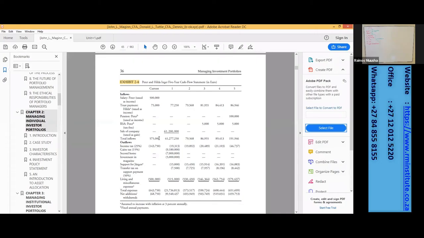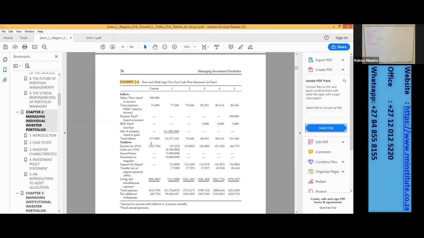Now, from the additional information that we're given, we were told that income tax is levied at 25% and capital gains tax is levied at 15%. Now, with that in mind, it basically means that because they have not sold any of their businesses yet, there's no capital gains tax, but the type of tax that they're going to be charged there is the 25% income tax. And if they're going to be charged 25% income tax, it means 25% of 575,000 is going to be the income tax that they're currently paying.